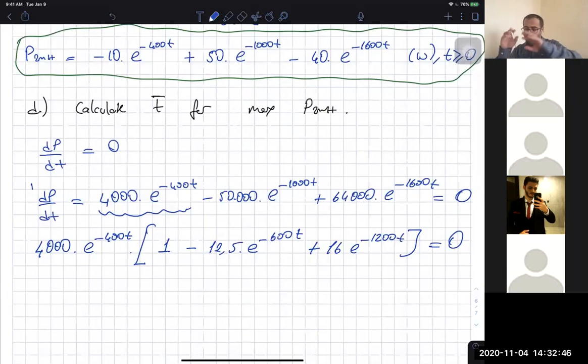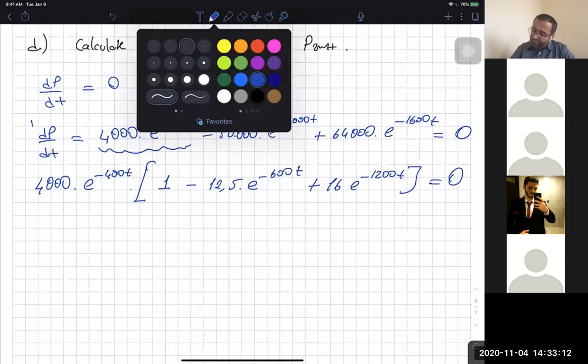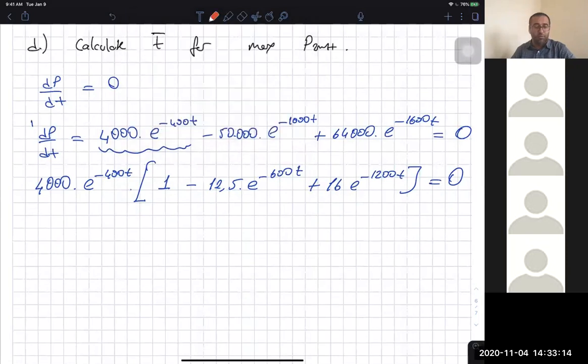So I just factored out this 4,000 times e to the minus 400t, so that I now have multiplication, because I'm trying to equate this thing to 0. It will be difficult to solve this problem by directly trying to solve this thing. That is very difficult. Is this okay for everyone? This current step? Yes. Okay.